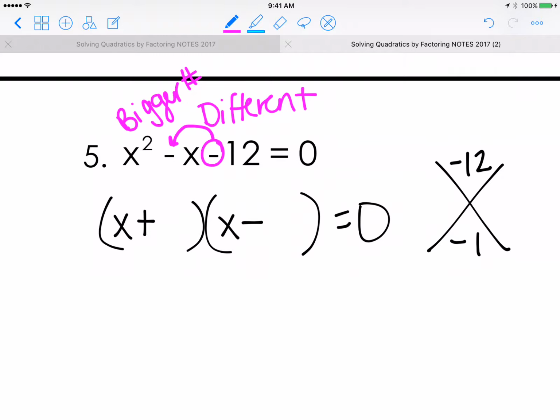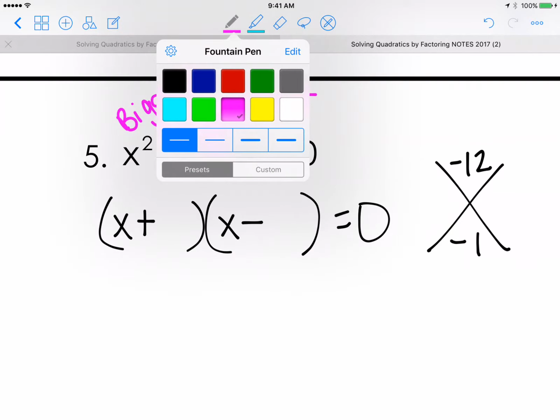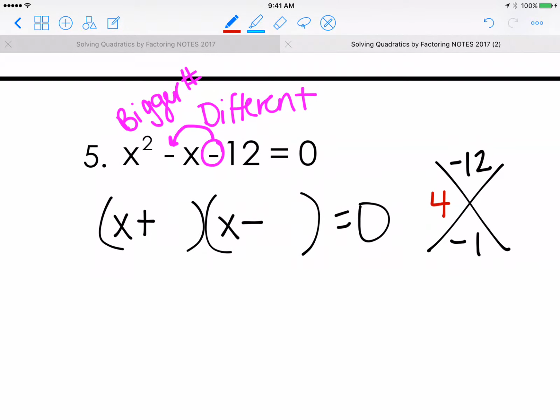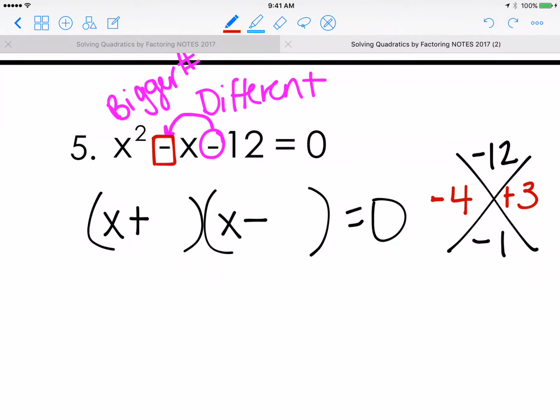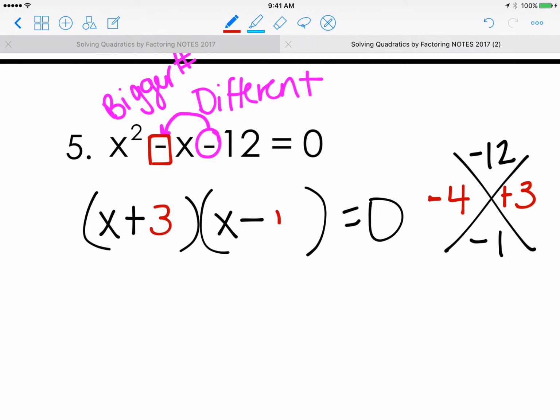So what are factors of 12 that are going to subtract to give you a negative 1? Well, I'm thinking 4 and 3, right? Because if you have the positive 4 minus 3, you're going to get a positive 1. We need it to be a negative 1. So that's why your bigger factor must take the sign of that middle number, that middle sign. And then you have a plus 3. Oh, I put them in the wrong place. Okay, so we have a positive 3 and a negative 4.